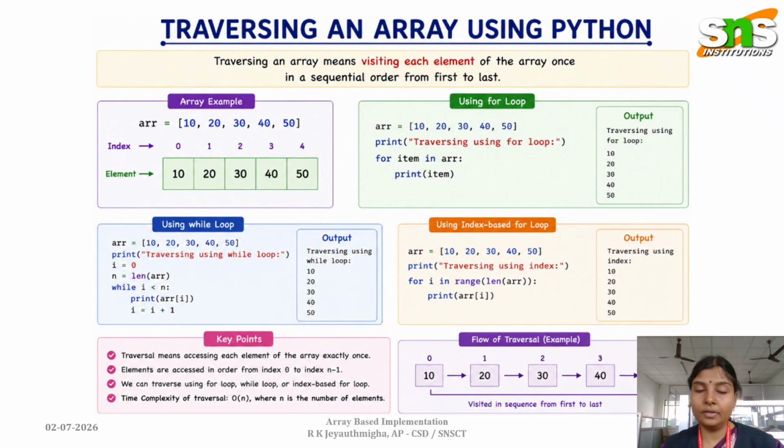And then using a for loop, we can print it like for I in range of length of array. So the key points: traversal means accessing each element of the array exactly once. Elements are accessed in order from index 0 to index n minus 1. We can traverse using a for loop, while loop, or index-based for loop. Time complexity for traversal is order of n, where n is the number of elements.